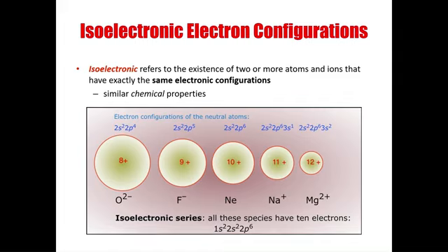Isoelectronic electron configurations. Isoelectronic refers to the existence of 2 or more atoms and ions that have the exact same electron configurations. What we've described up to this point is the loss or gain of electrons by atoms to form new electron configurations in their ionized state that are more stable than the electron configurations in their atomic state. Here what's being described is the loss or gain of electrons to form ions with new electron configurations, but electron configurations that match an electron configuration of an atom that's stable.